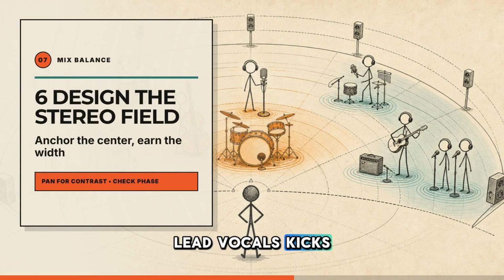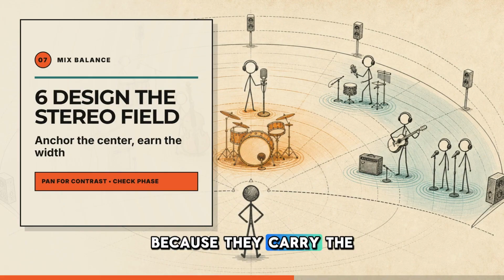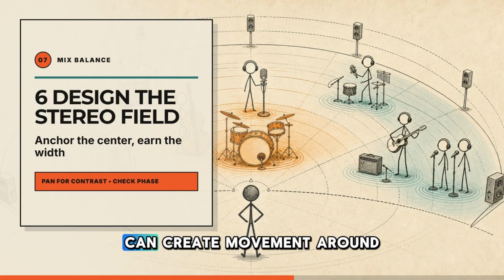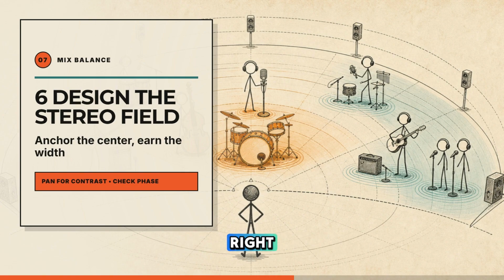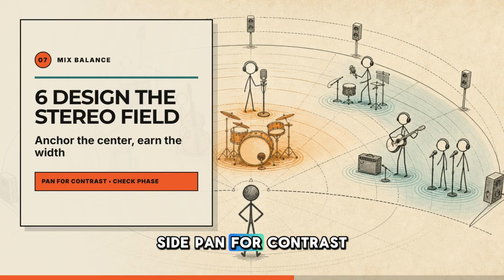Lead vocals, kicks, snares, and bass are often stable near the center because they carry the song's anchor. Complementary guitars, percussion, backing vocals, and effects can create movement around that center. But two guitars do not have to be hard left and hard right, and every shaker does not need an assigned side. Pan for contrast.